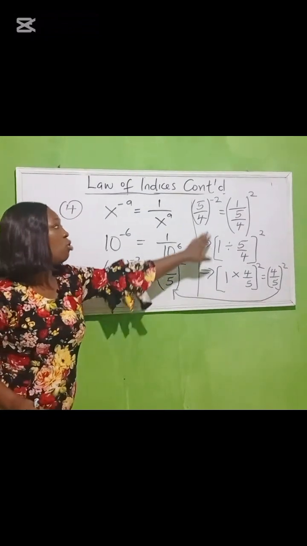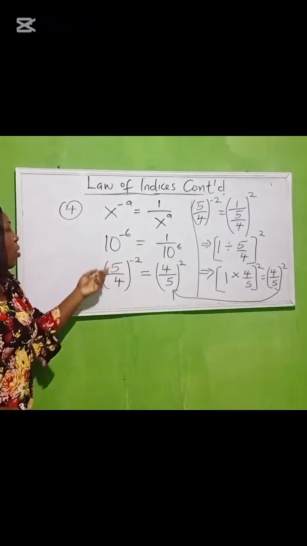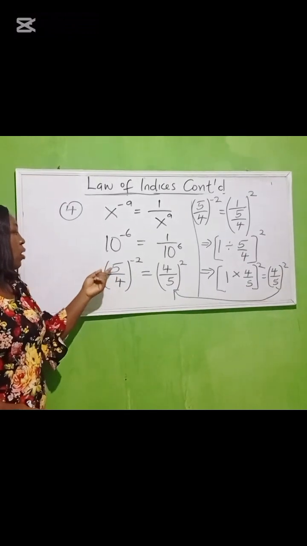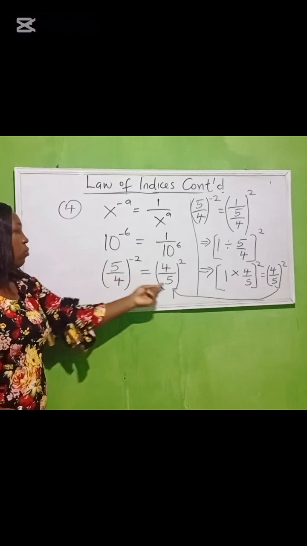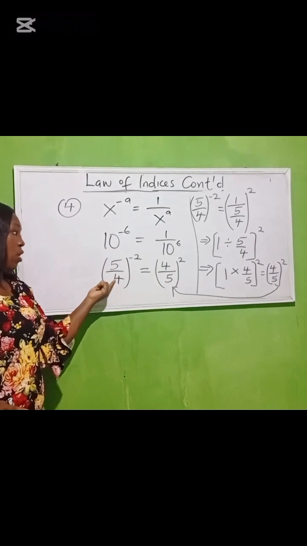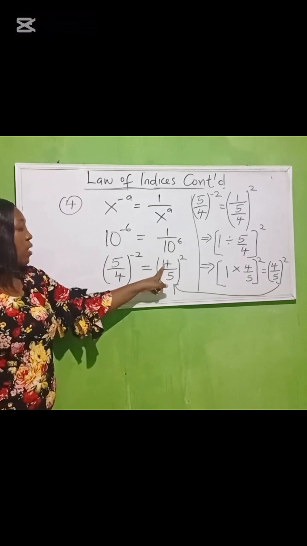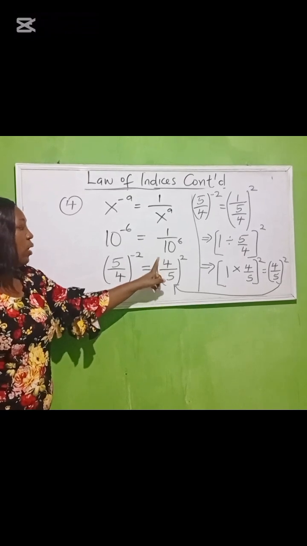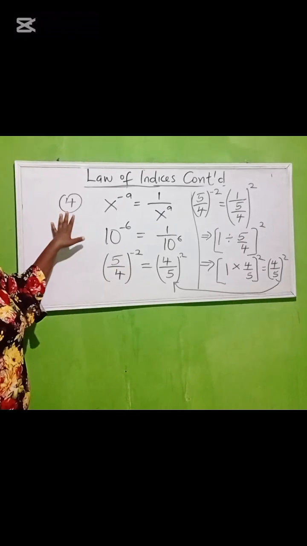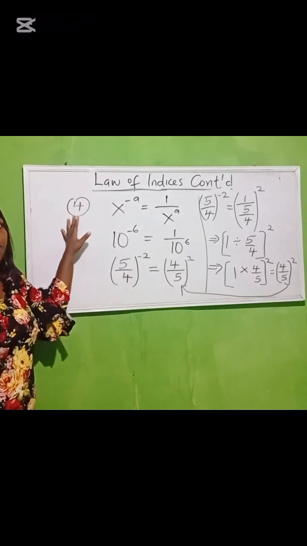So for you not to go through this process, when you have it in fraction form, you just swap it. Your 5 comes downward as your denominator, and your 4, which is your denominator here, comes here as your numerator, then raised to power 2. So that's it for this number 4 law of indices.